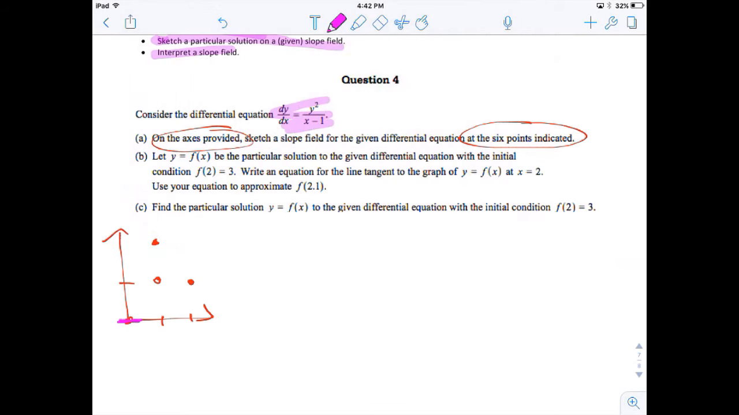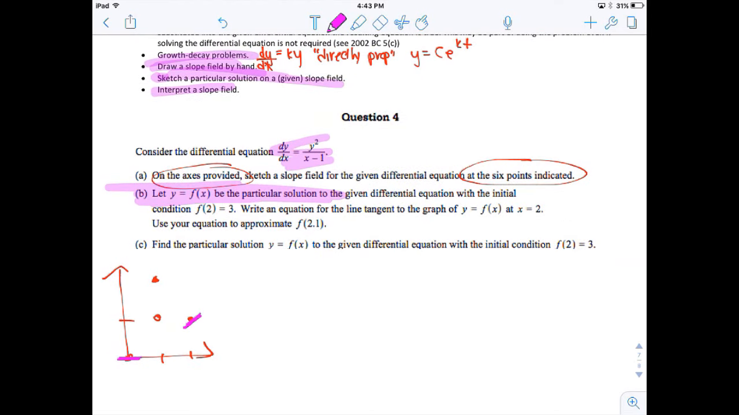All right, B: let y be a particular solution. Read this carefully. It says let it be a particular solution. It does not say find a particular solution. Be very careful. Write an equation for the line tangent to the graph at 2. We need a point, which they gave us, and we need a slope, which they gave us. So this is going to be y minus 3 equals something times x minus 2. This needs to always be a number. Slope is a number, so please don't ever put an expression in there. We know this point, so plug that in. This would be 9 over 1, and so that's your tangent line.